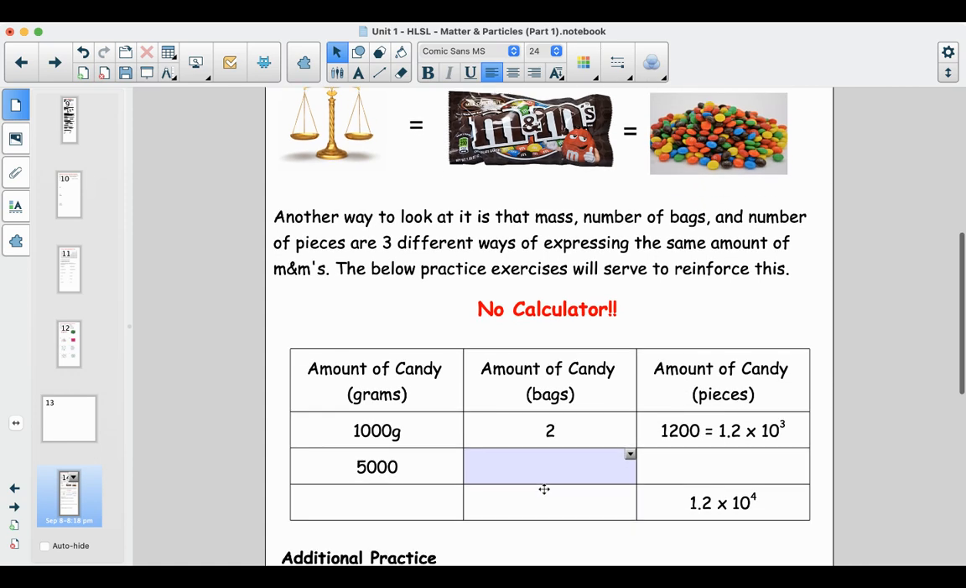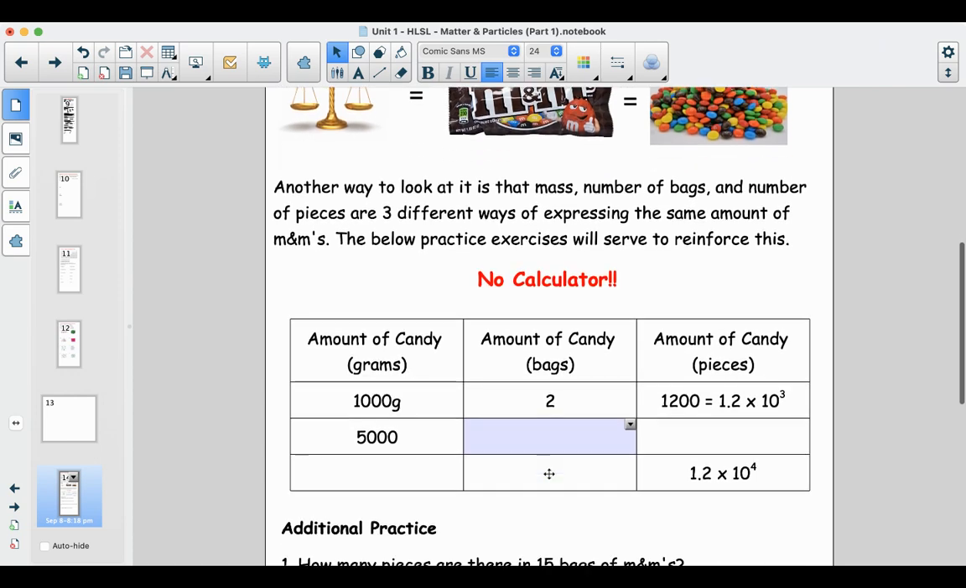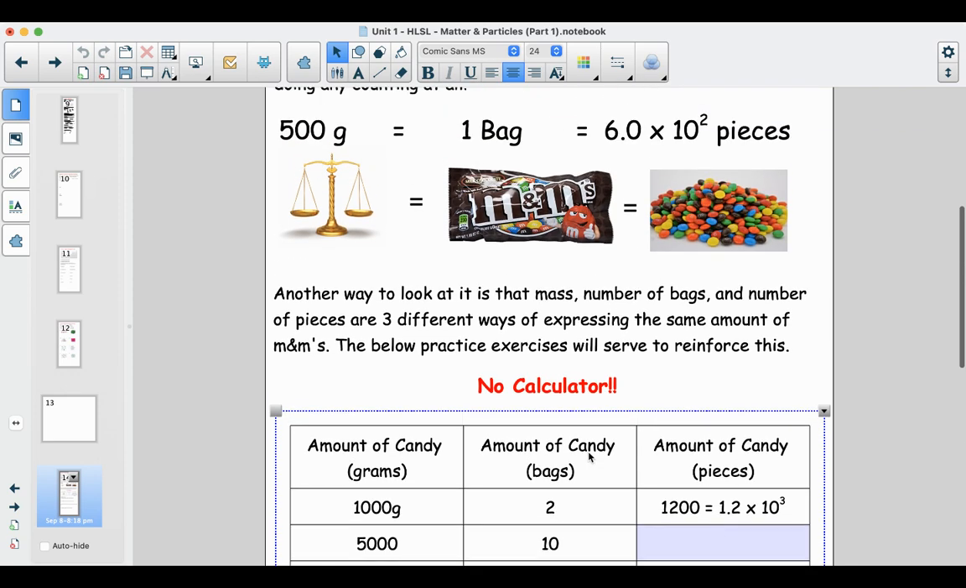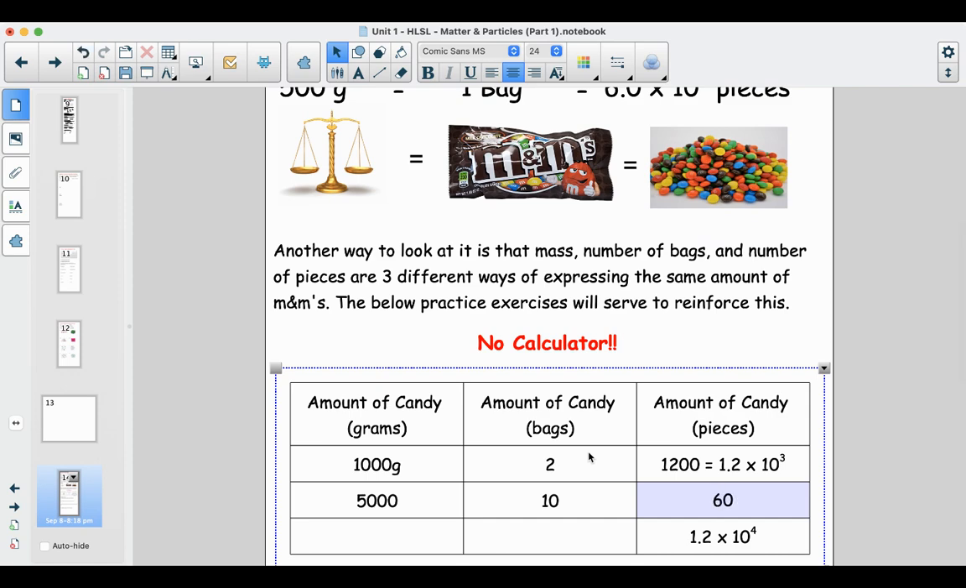Now, if I start with 5,000 grams as the mass, if I want to know how many bags I have, I have to divide by the number of grams in a bag. So there's 500 grams in a bag. 5,000 divided by 500 gets me 10 bags. And if I have 10 bags, then when I go from bags to another unit, I end up multiplying. 10 times the 600 pieces is going to give me 6,000 pieces. So a couple of things here.